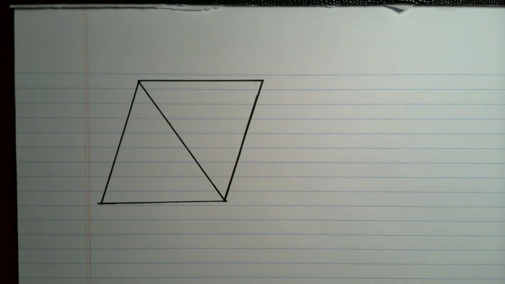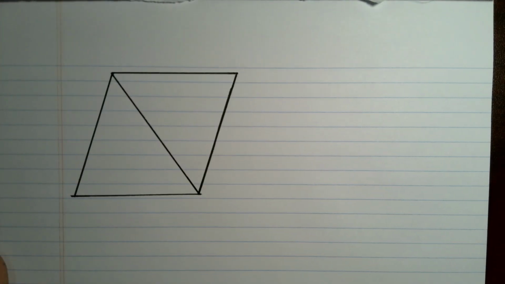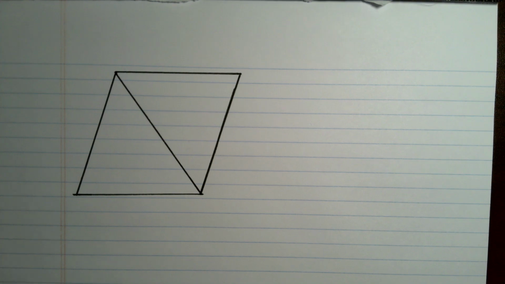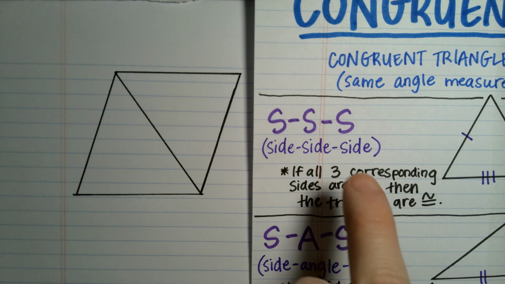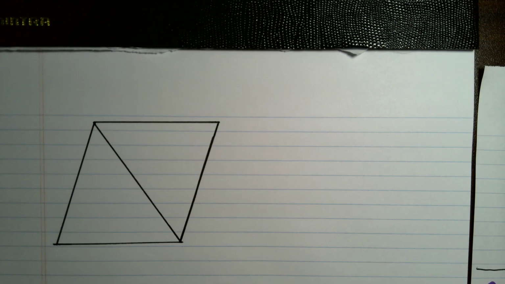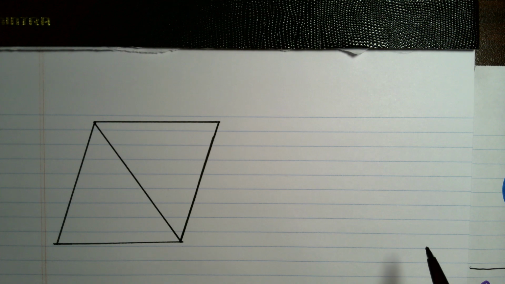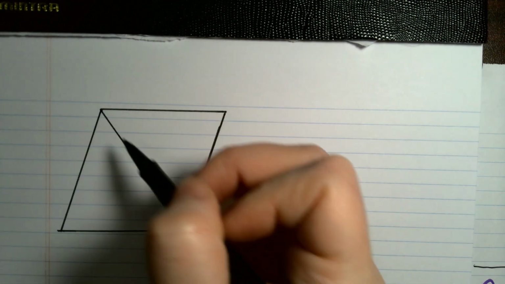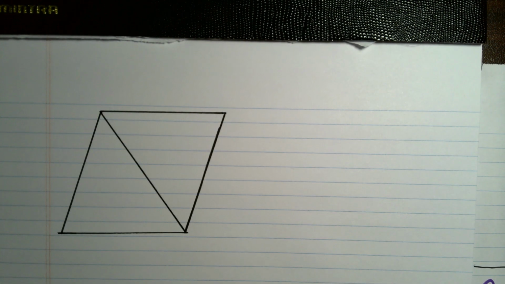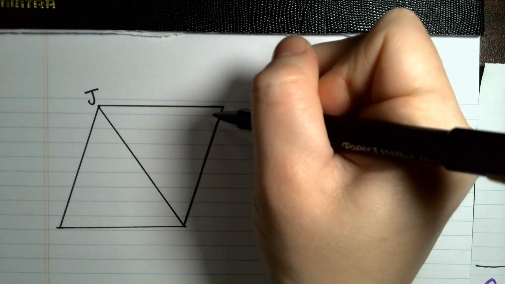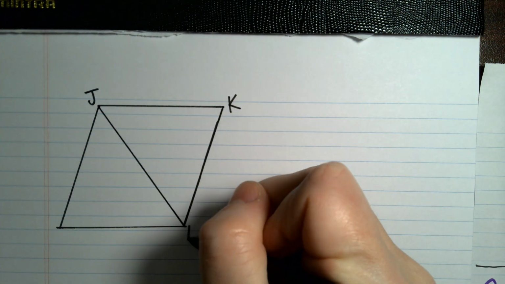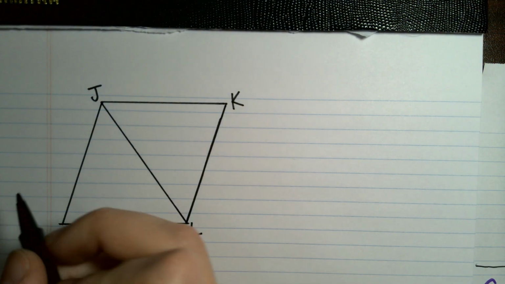We're moving to this shape, and I'm going to show you how we can prove side congruence here. So first, let's label all of our different points here. And we're going to use J, K, L, and M.